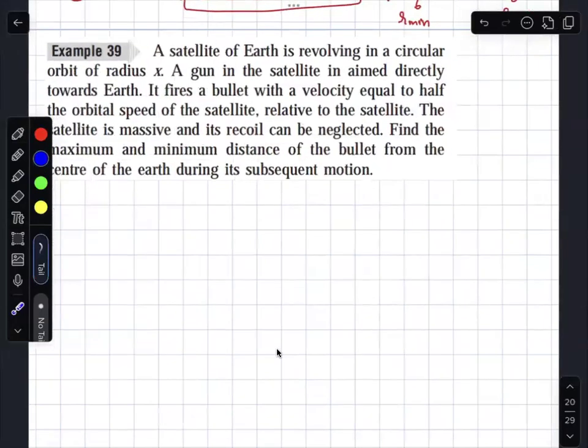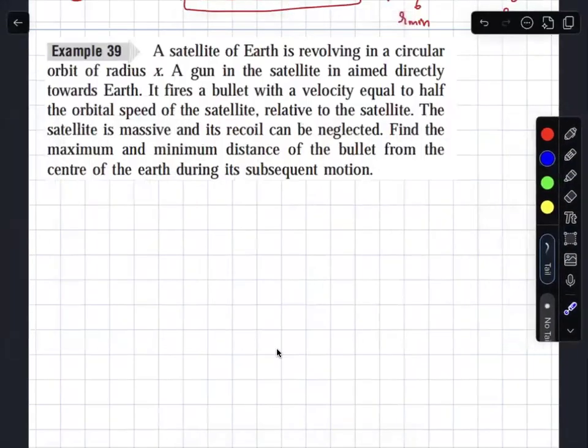Next, a satellite of Earth is revolving in a circular orbit of radius r. A gun in the satellite is aimed directly towards the Earth. Next, it fires a bullet with a velocity equal to half the orbit speed of the satellite relative to the satellite. The satellite is massive and its recoil can be neglected. Find the maximum and minimum distance of the bullet from the center of the Earth during its subsequent motion.